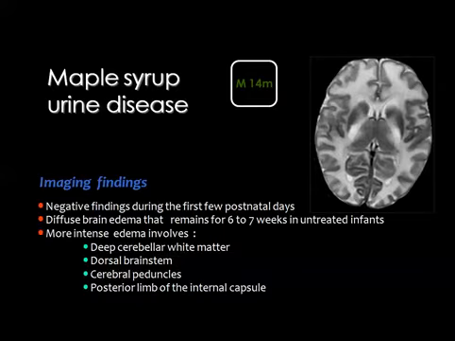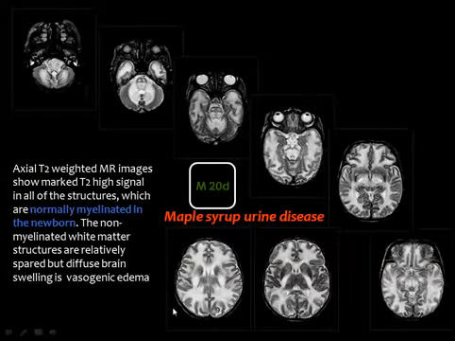in imaging in these patients are the diffuse brain edema affecting the cerebellar white matter, the brainstem, cerebral peduncles, and the posterior limb of the internal capsule. You remember that the previously mentioned sites are normally myelinated in the newborn, but if you look here, you can see that in this series of T2 weighted images, there is high signal intensity in the structures that are normally myelinated in the newborn.